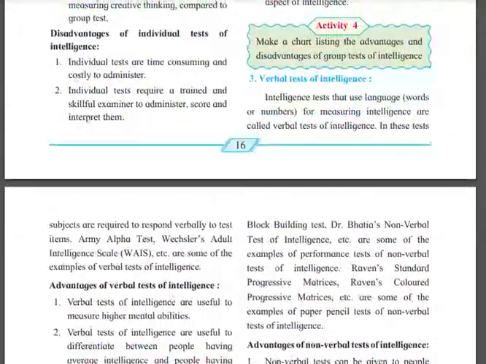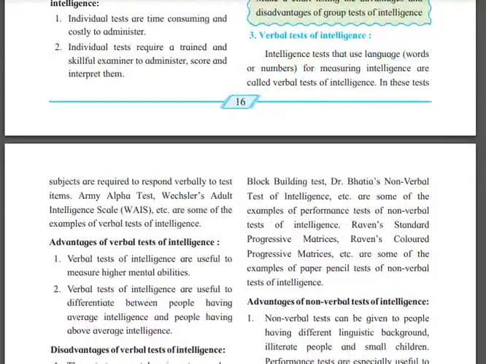What exactly is verbal? Verbal means oral or written. Intelligence tests that use language for measuring intelligence are called verbal. Whatever intelligence tests use words or numbers, it is a verbal test. In this test, subjects are required to respond verbally to items, like the Army Alpha test, the Rational Adult test, etc.